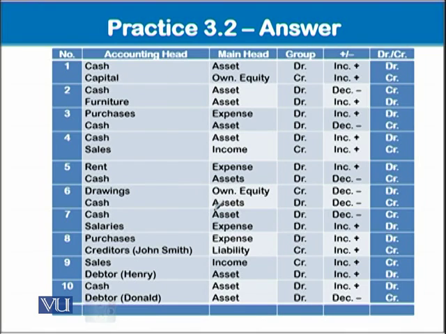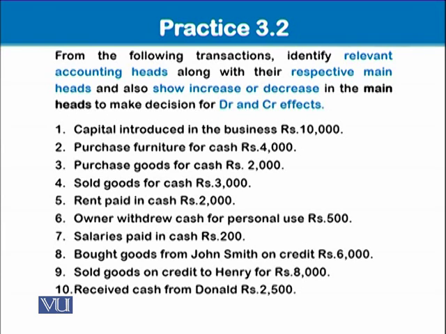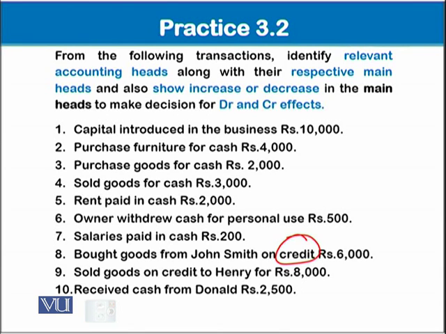What we see is that salaries are expenses and cash is asset. Both are debit group. When there is decrease, it will be credited, and when there is increase in debit group, it will be debited. Next comes bought goods from John Smith on credit. So remember, this is a credit transaction and we are buying goods from a person who is a supplier.